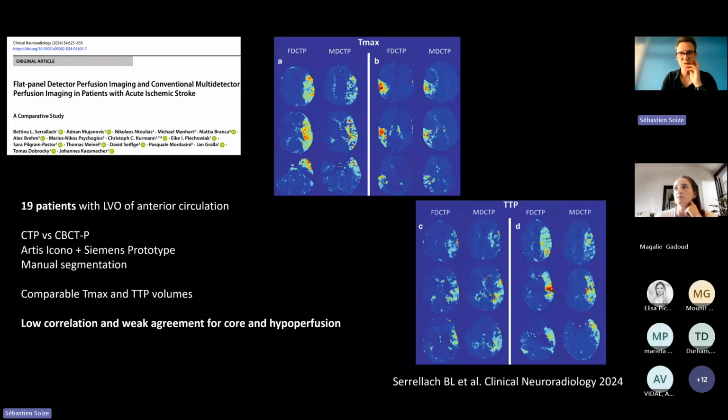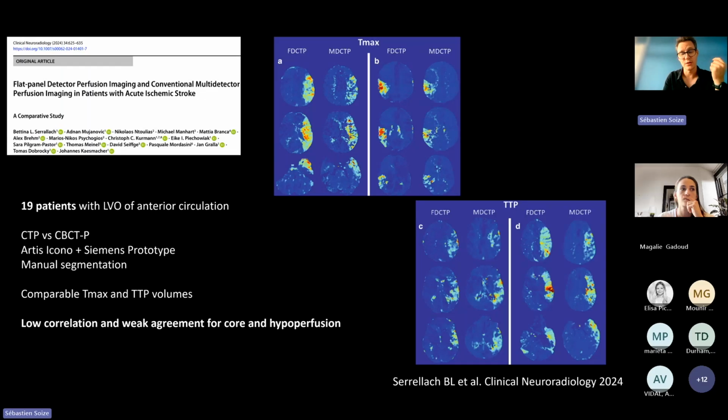Another study, again from Bern, on 19 patients on a bit newer Siemens machine. They were trying to see whether they could improve the protocol, and they were still with a low correlation and a weak agreement for the core and the hypoperfusion. Definitely, when you look at the images, MD CTP is kind of precise. CBCT perfusion is a bit more gross, but finally, the main question is not whether it is as beautiful as CTP or MR perfusion, but do I have my information, the one I need to take my decision.